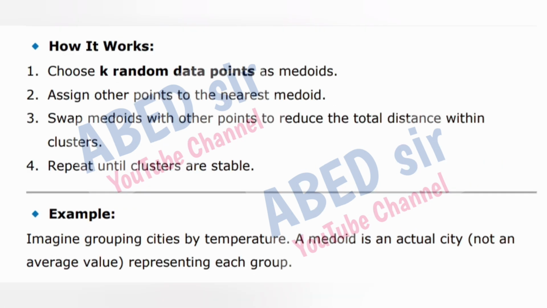How it works: 1. Choose K random data points as medoids. 2. Assign other points to the nearest medoid. 3. Swap medoids with other points to reduce the total distance within clusters. 4. Repeat until clusters are stable. Example: imagine grouping cities by temperature. A medoid is an actual city, not an average value, representing each group.